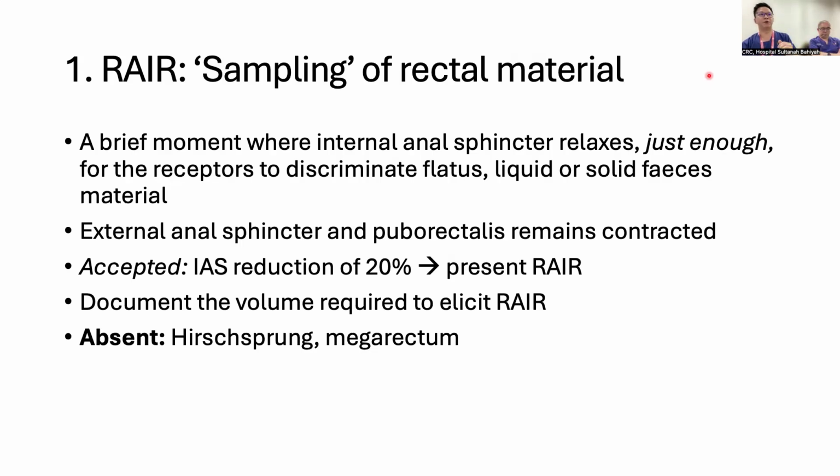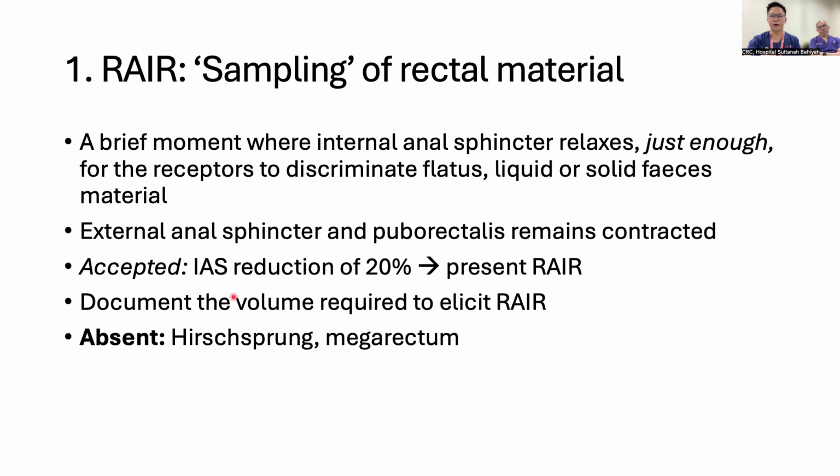So as to decide whether we can let this pass, like if it's a gas flatus. Okay, you are safe to pass, open, boop. Or is it not safe to pass? Oh, it's solid material. Close, close, close. We are not in the toilet. Close back. So that is the purpose of the Ra. Now, although London classification never mentioned the number, other papers have generally accepted a 20 to 25% reduction of the internal anal sphincter pressure as a present Ra.